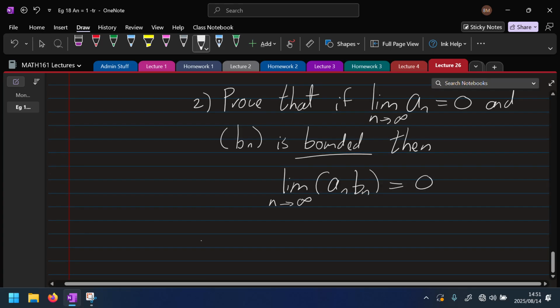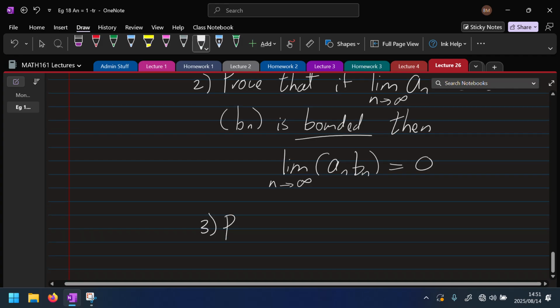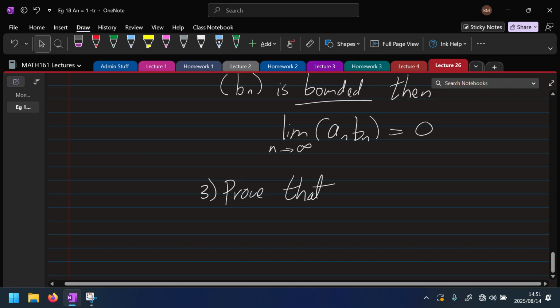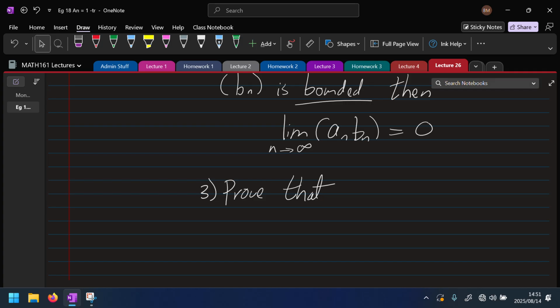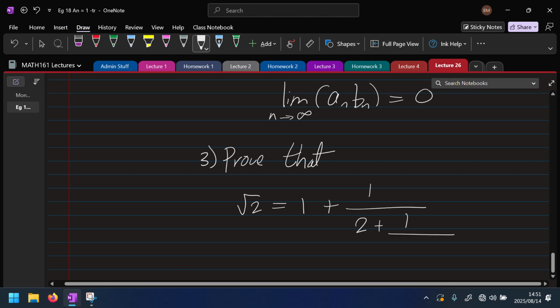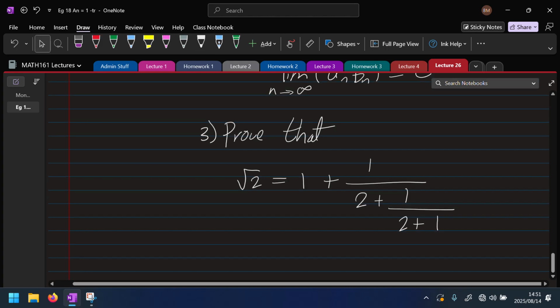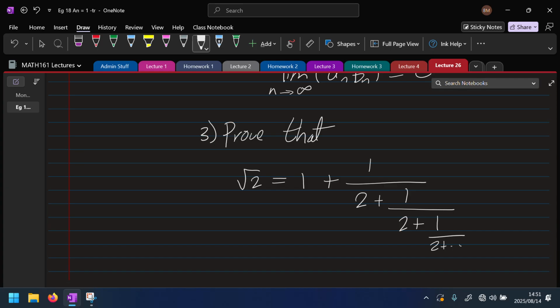Okay. And then finally, number 3. Prove that. Okay, there's a lot of prove that. This chapter, the next chapter, the one after, you're going to see a lot of prove that, show that, all of those types. So prove that root 2 is equal to 1 plus 1 over 2 plus 1 over 2 plus 1 over, and so on. So we've got all of that. Just a little hint.